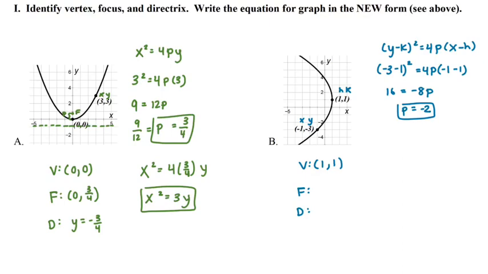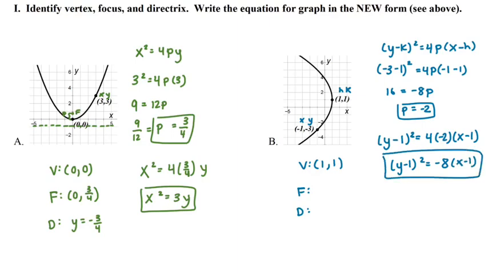I can then fill in what I need to write the final equation. Final equation: (y minus 1) squared is equal to 4p times (x minus h), which is 1. Simplify that: (y minus 1) squared is equal to -8 times (x minus 1). That is our equation. Now let's take a look at that focus and directrix.